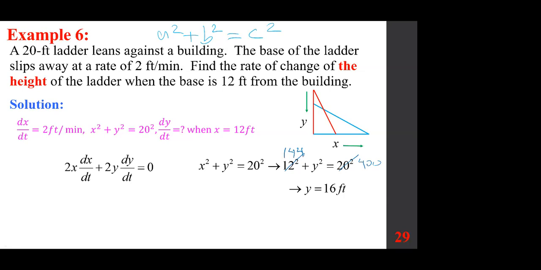All right, now we have everything. We're going to plug in. So when we plug in, 2 times x is 12, dx/dt is 2. This gives us 48, plus 2 times 16 is 32. And so we move the 48, we get 32 dy/dt is negative 48, everybody.